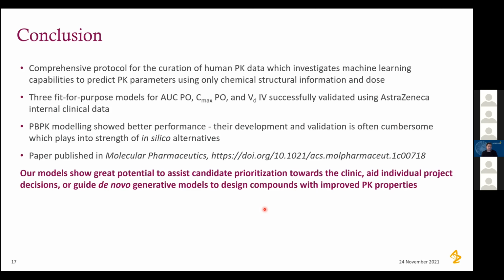While physiologically-based models show better performance, their development and validation takes a lot of time. You can do it at later stages compared to the machine learning models. So this gives us a complementary approach much earlier.